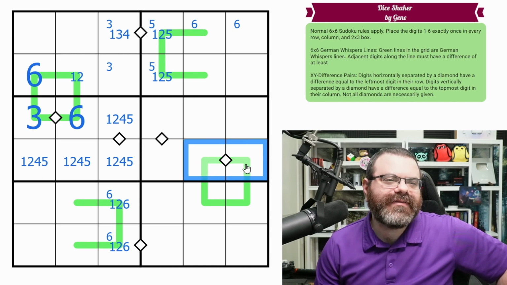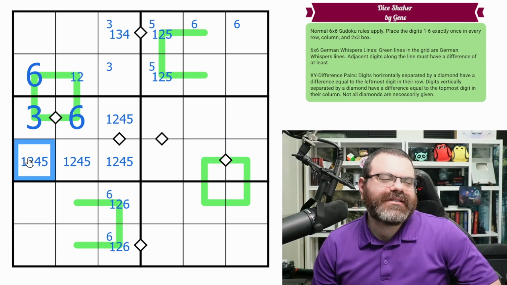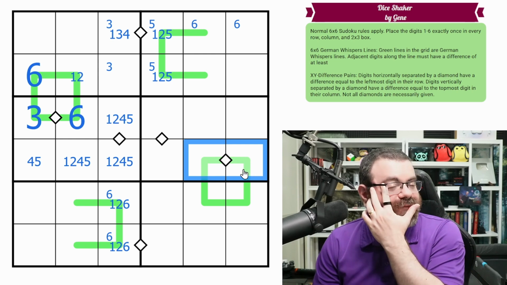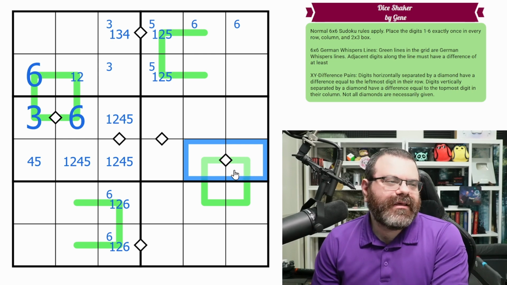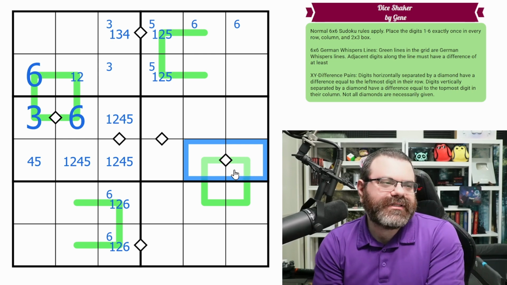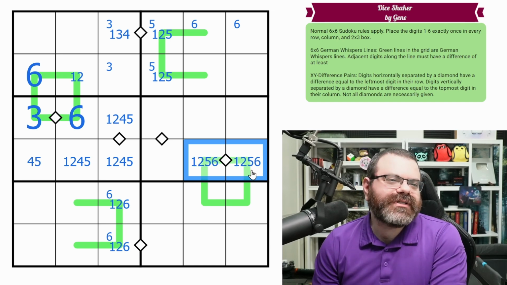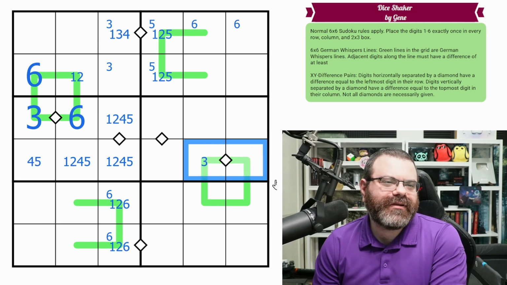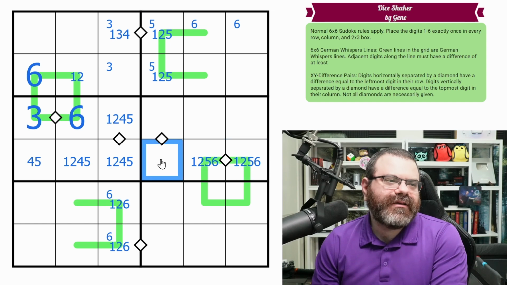Actually, we know these. Okay, these two have a difference of at least 3. So we have this again. And so this has to be at least 3. So it can't be 1 or 2. So these actually have a difference of 4 or 5. Meaning no 3 or 6 at all. So these are 1, 2, 5, 6. So where's the 3 in this row? Right. The reason we can't put a 3 here is German Whispers says that's a 6. That's a difference of 3, but we can't put a 3 there. So these are from 1, 2, 5, 6. They're not 3 or 4, meaning the 3 in this row goes here.